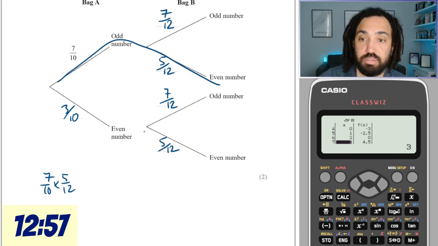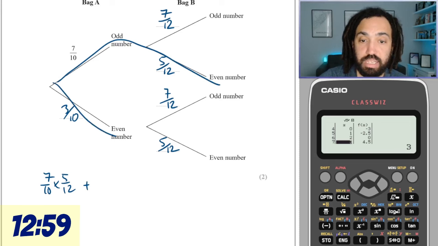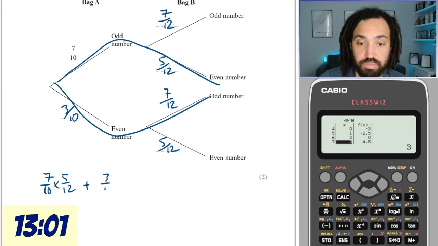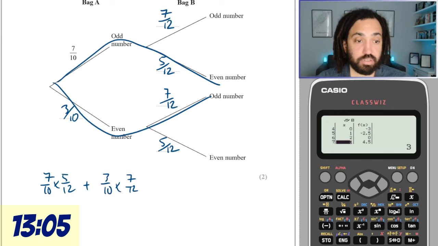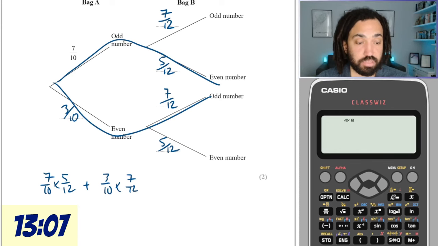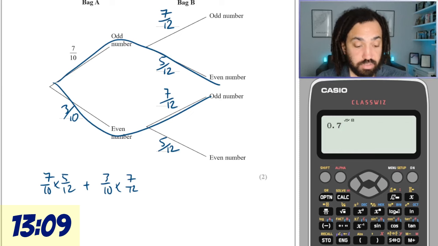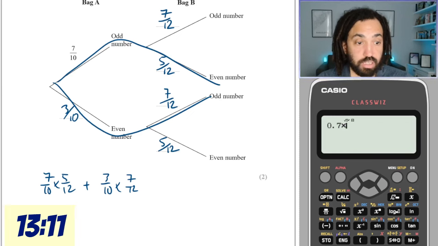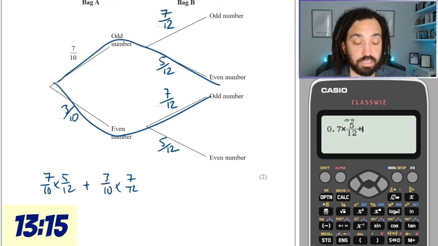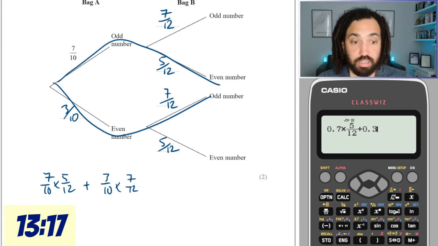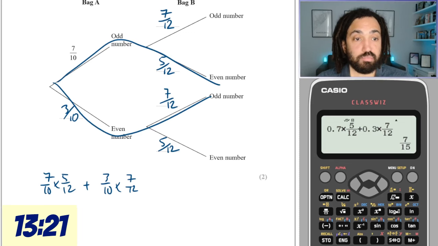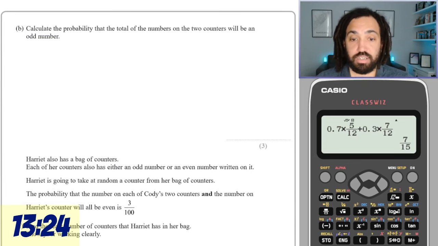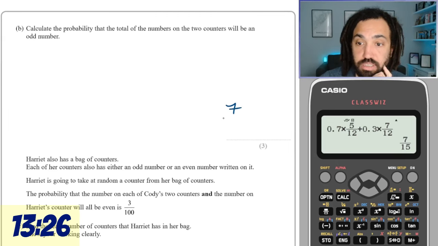That's this one, or it could be this one, which is 3 over 10 times 7 over 12, sorry. Okay, so let's just do 0.7, save time, times by 5 over 12, plus 0.3 times by 7 over 12. That gives 7 over 15, okay, so I think that is the right answer.